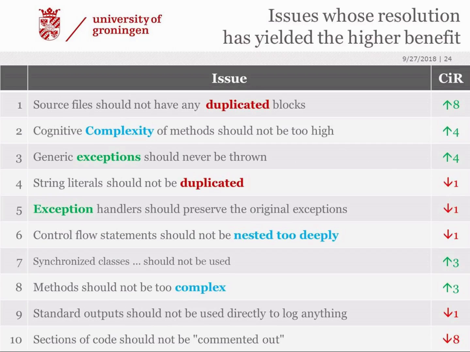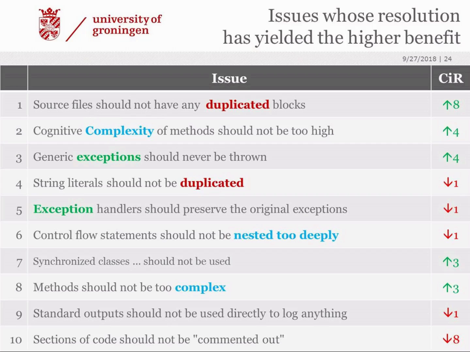So yeah, those I think are maybe the most important issues whose resolution has yielded the highest benefit. In other words, they paid back the most technical debt. If you get rid of the duplication, or make your source code less complex, and handle the exceptions properly, as you can see in the top 10, then I think the quality of the project will increase much more. At least it will be more maintainable.